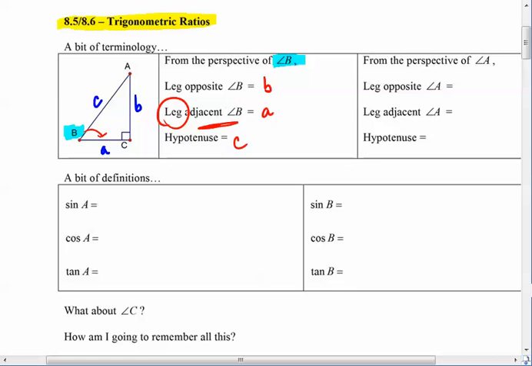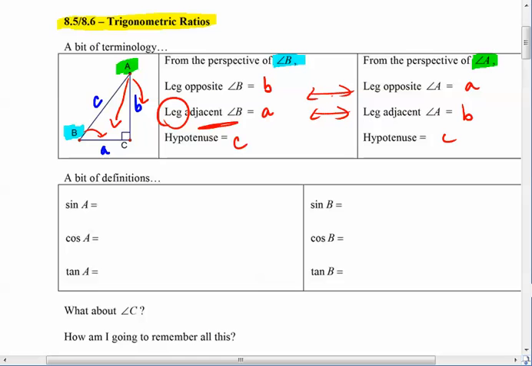Okay. Let's highlight angle A in green. And then from angle A, things look a little different. Now, the hypotenuse doesn't change. Hypotenuse is always C. But opposite angle A is side A. And then the leg adjacent to A, adjacent, next to, is actually B. And you can see that these two have opposite answers. It depends on your perspective.